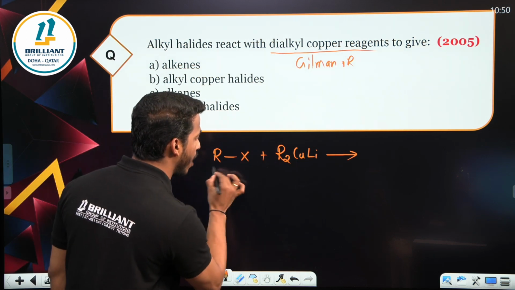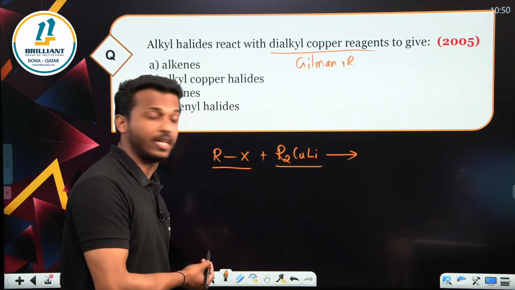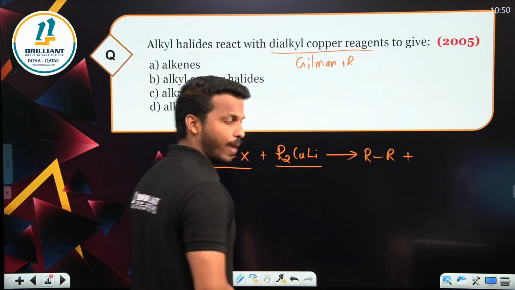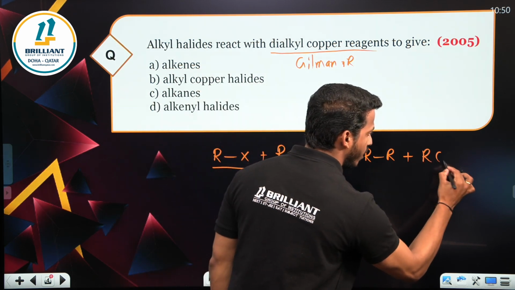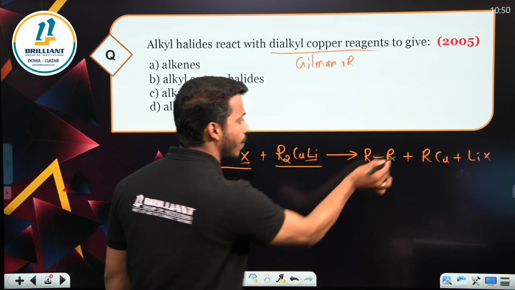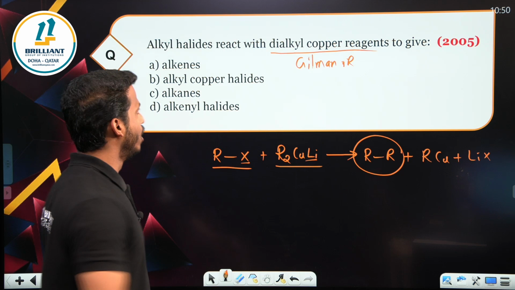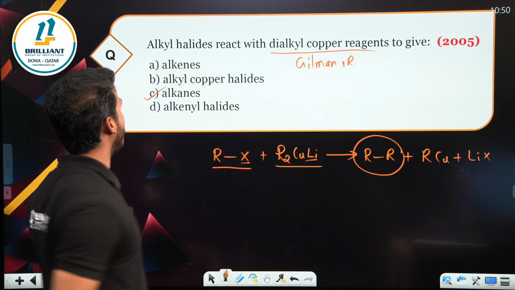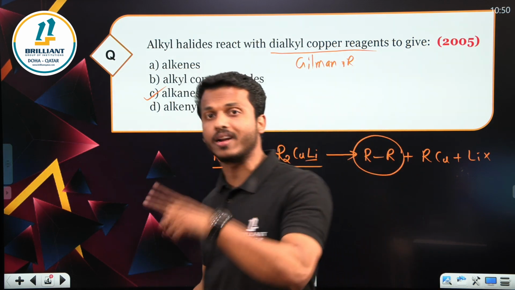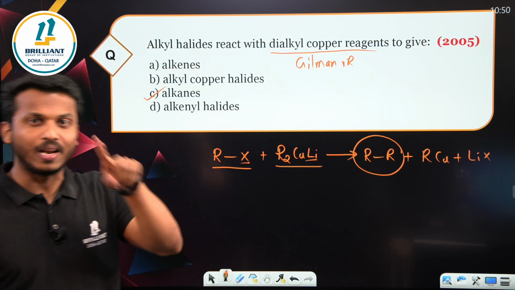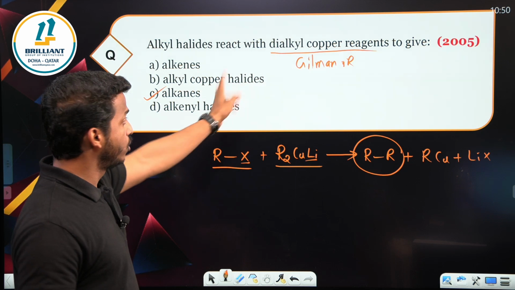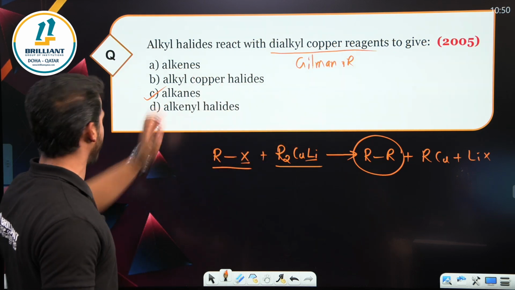So what happens when haloalkane reacts with a dialkyl copper lithium, that's Gilman reagent dear all? You will get the product as RR plus RCu with LiX. This is the byproducts. So what's the product RR dear all? It's an alkane. So answer is what? Alkane, option C. So dear all, when an alkyl halide, haloalkane, reacts with a Gilman reagent, what is Gilman reagent? Dialkyl copper. When reacted, you will get alkane as a product. So question number 2, that's from 2005. Dear all, option is C.